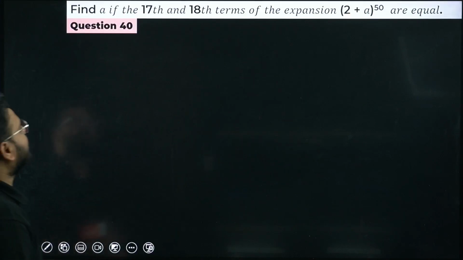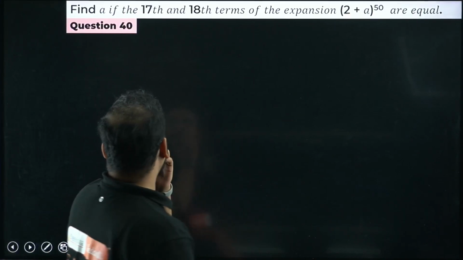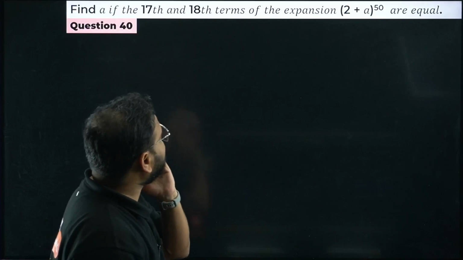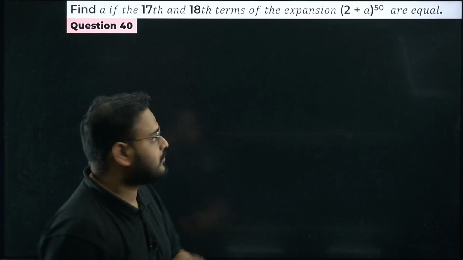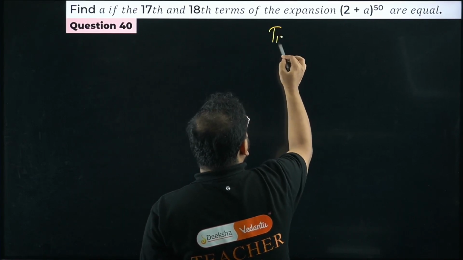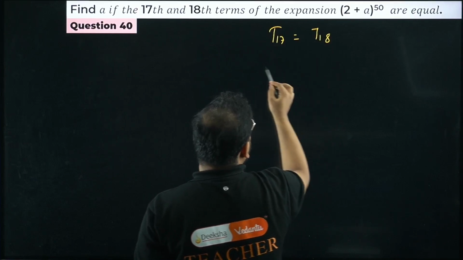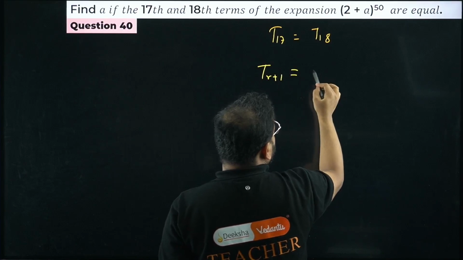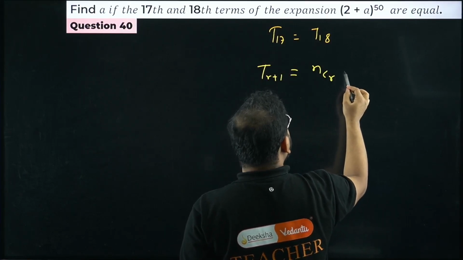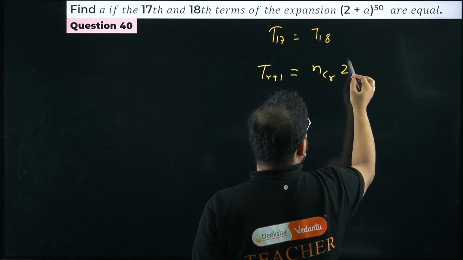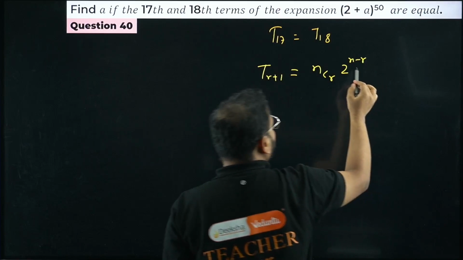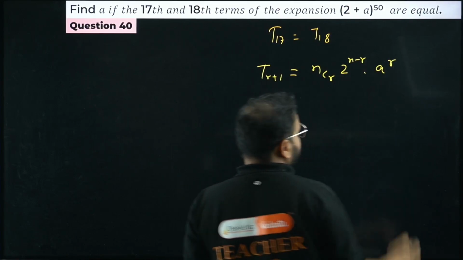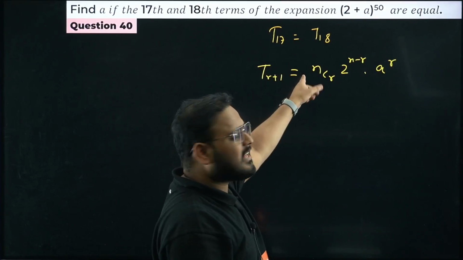Question number 40 now. Find A if the 17th term and 18th term of the expansion are equal. They're saying T17 is equal to T18. Let's find T17. We have the formula T of R plus 1 is nothing but NCR. First term is 2, so 2 power N minus R, times A power R. Correct. Now the first term will be NC0, right?